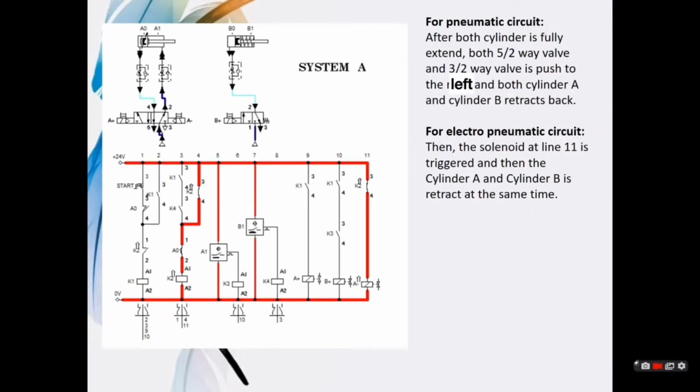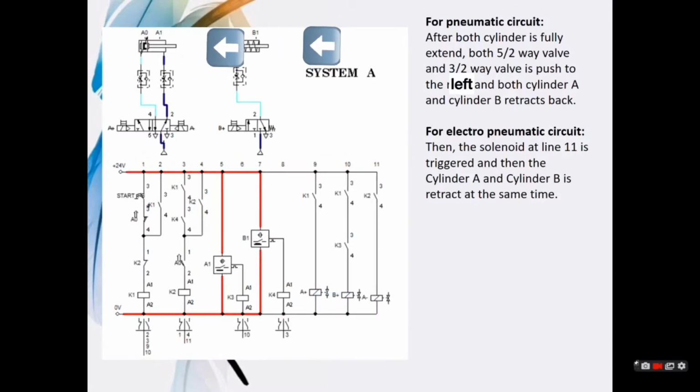For the last sequence, in the pneumatic circuit, after both cylinders are fully extended, both the 5-way valve and 3-way valve are pushed to the left, and both cylinder A and cylinder B retract back. For electro-pneumatic, the solenoid at line 11 is triggered, and then cylinder A and cylinder B retract at the same time.